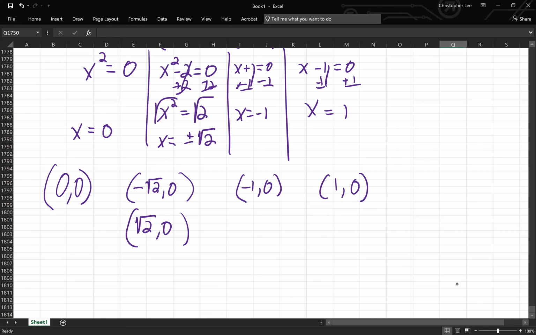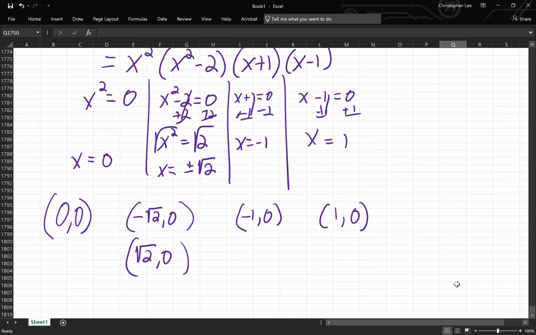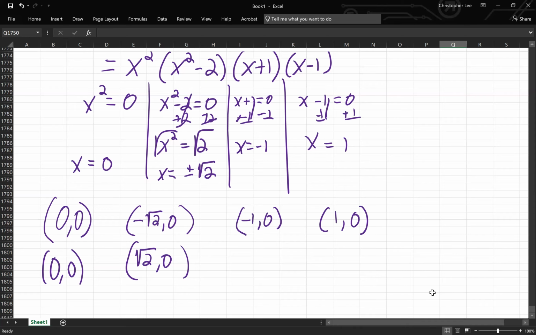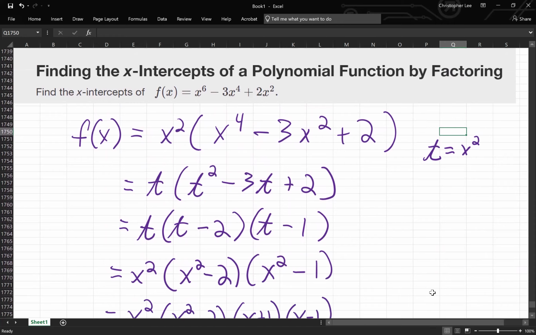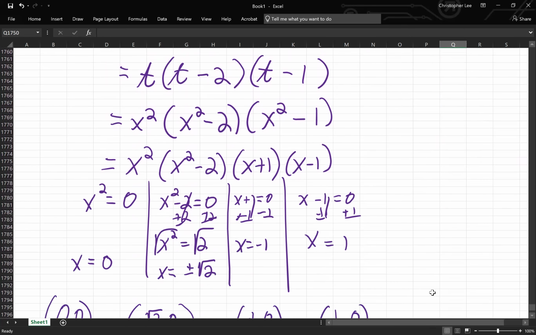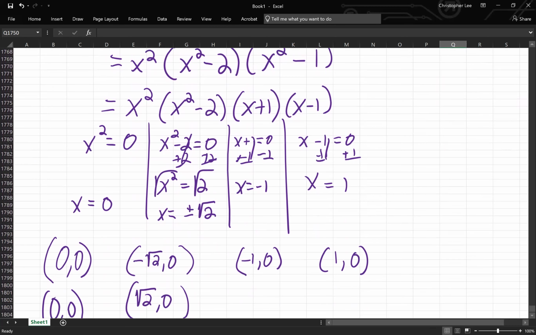1, 2, 3, 4, 5. Oh well. It happens. Technically speaking, there's one more. There's also this one that's here as well that's hiding because we have a multiplicity of 2 on the 0, but that's just why you don't see it again. So that's our 6 intercepts for this question. Good time, right? That's not too bad.